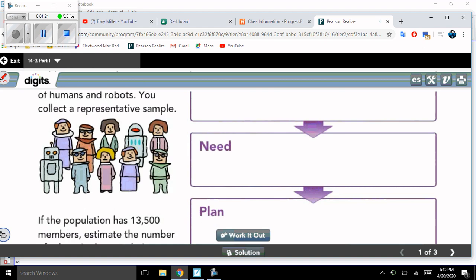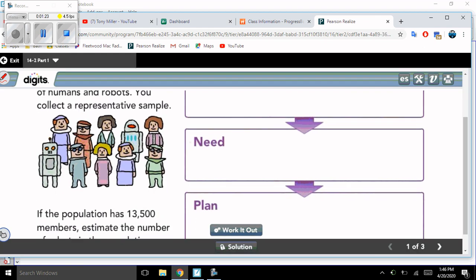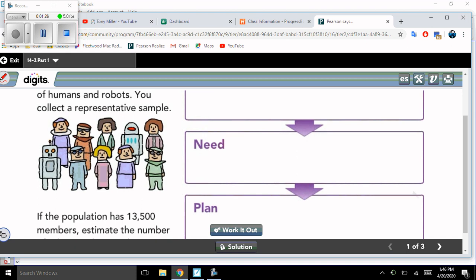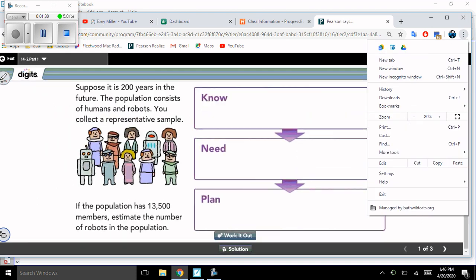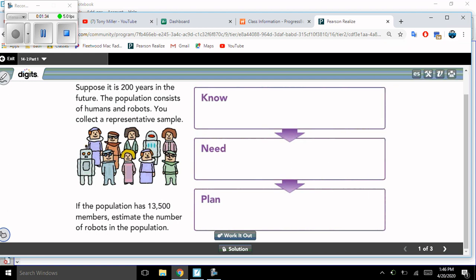All right, so if you take a look at what we got going on here, we've got a representative sample, basically. Let me see if I can shrink that a little bit for you guys so you can see what's going on. So 200 years in the future, population consisting of humans and robots. First thing I'd pay attention to, this is a representative sample, which means it's proportional to the overall population that we're going to be talking about.